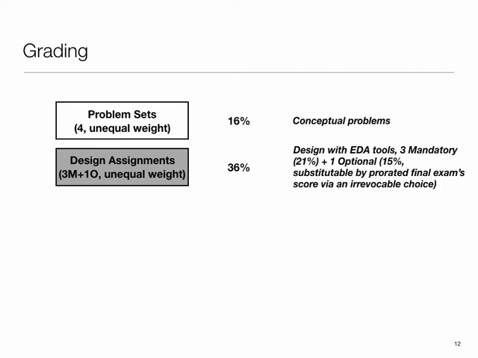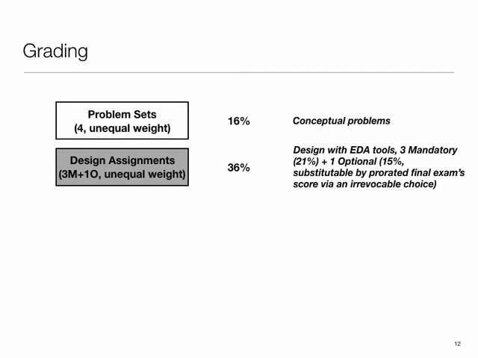So the way this will work is, there are 3 mandatory design assignments of different complexity and therefore different weight, and they will add up to, what did I write, 21%, okay? And then we'll have one at the end, an optional assignment. Think of it as a little project, if you may. But it is optional in the following sense.